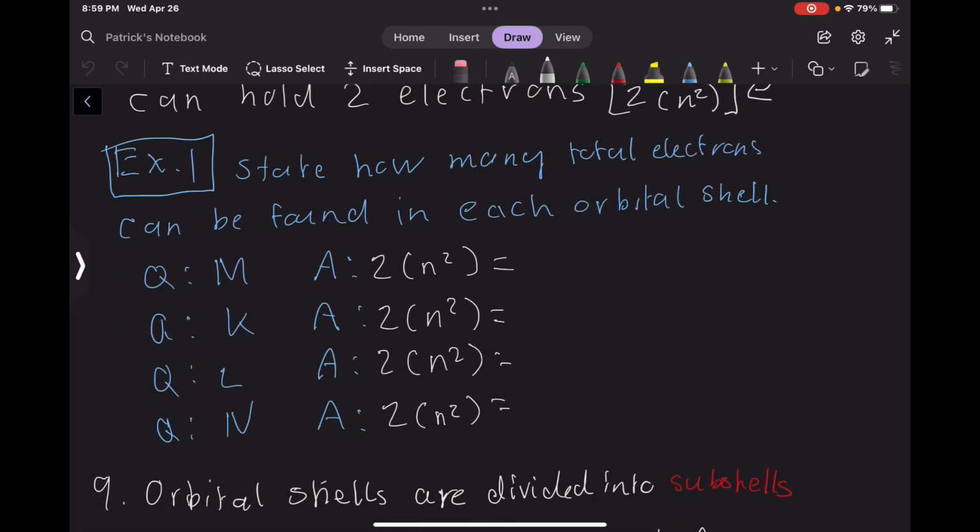Let's practice this with example 1, which says, state how many total electrons can be found in each orbital shell. Here we have the letters M, K, L, and N on the left, and over here on the right, we have to write down the maximum electrons each of these energy levels can hold. You may pause the video here if you'd like to try this problem yourself.